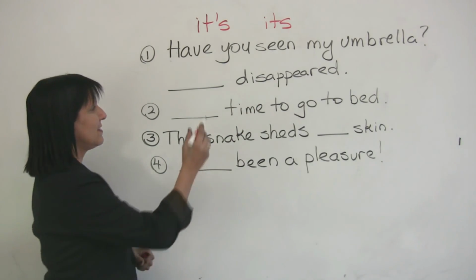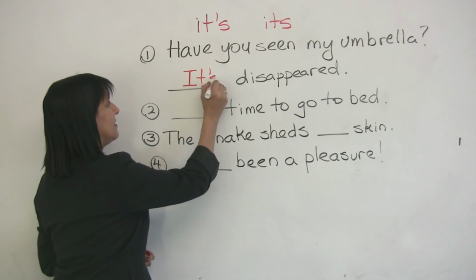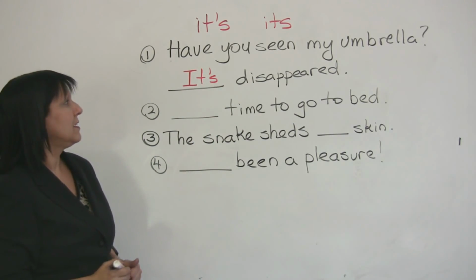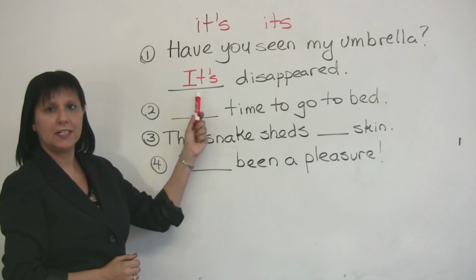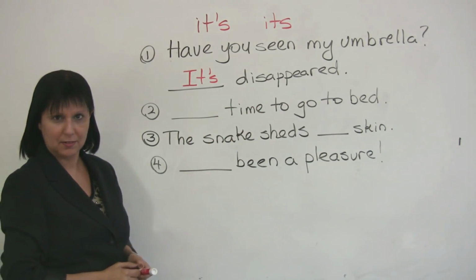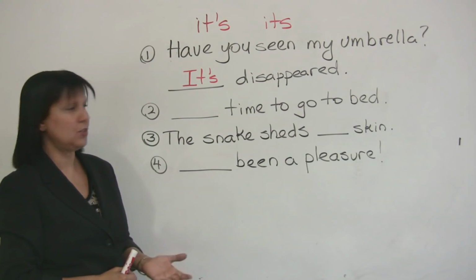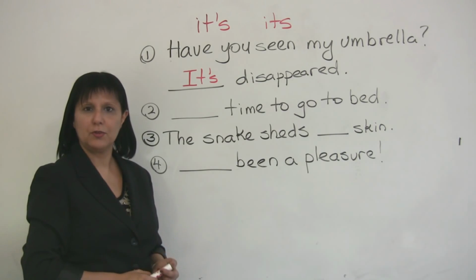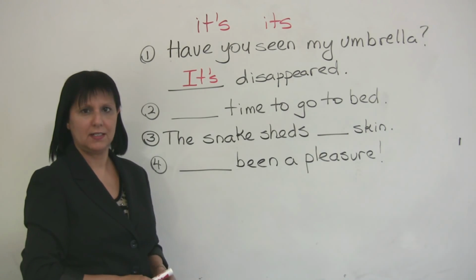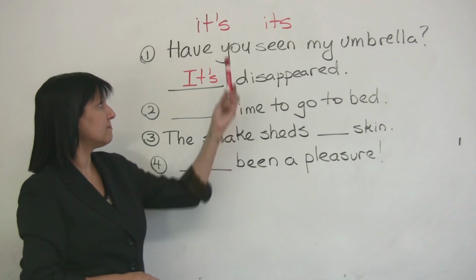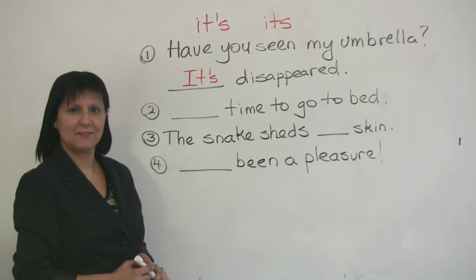Right. Have you seen my umbrella? It's disappeared. It has disappeared. Right? Okay, let's take number 2. Number 2 says, it's time to go to bed. It's time to go to bed. Which one do you use? This one or this one? Ready?